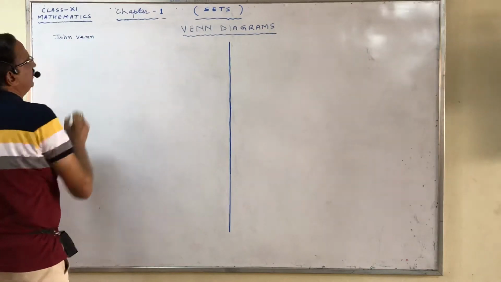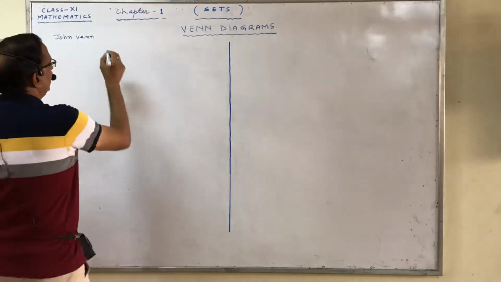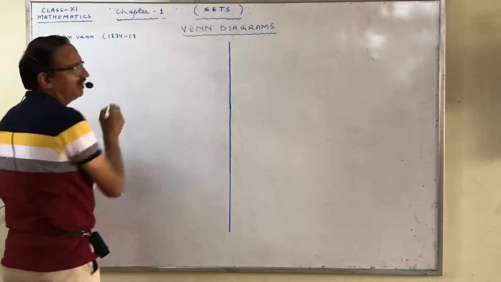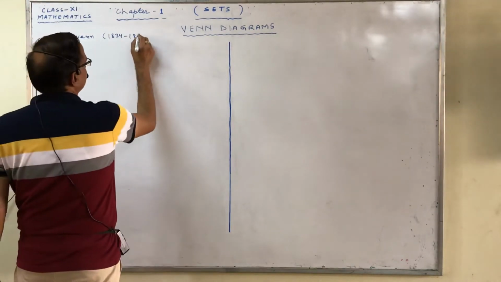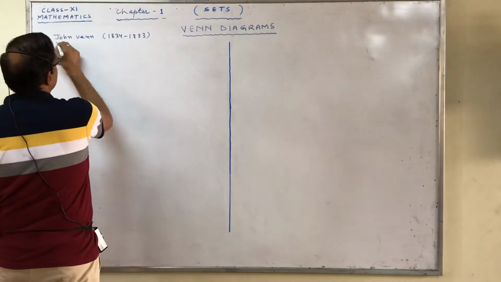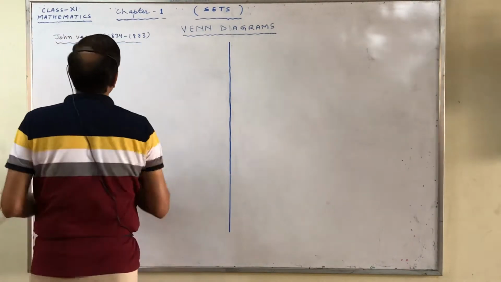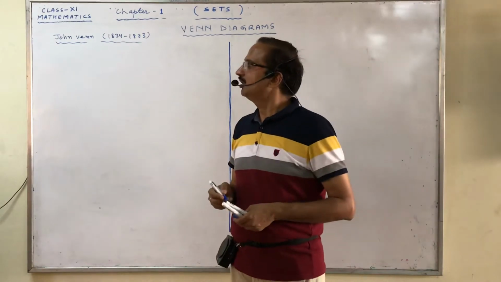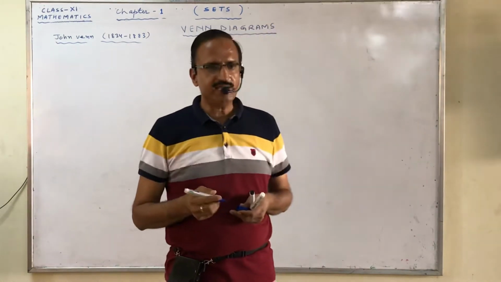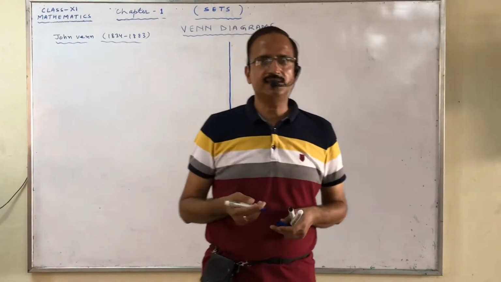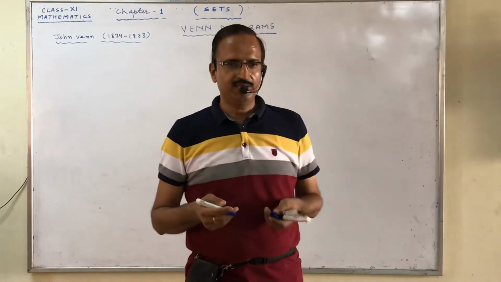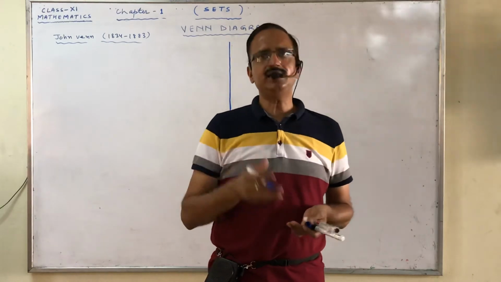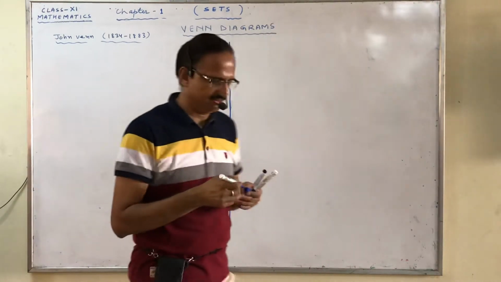John Venn, 1834 to 1883. So these are the diagrams which are named after English logician John Venn. These diagrams consist of rectangles and circles. The universal set is represented by rectangle and its subsets by circles.